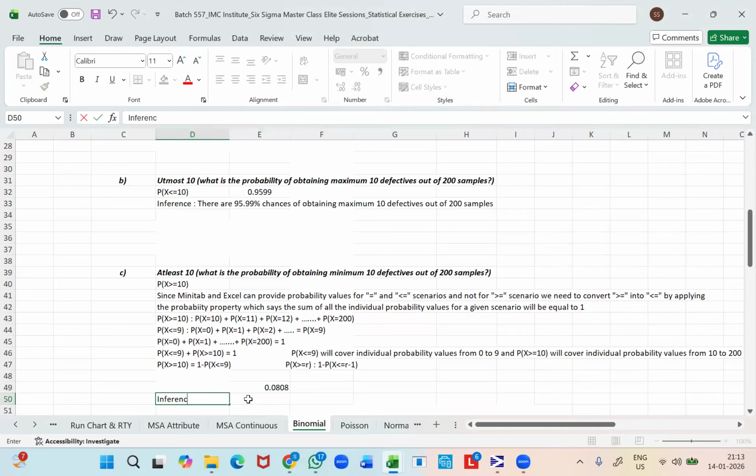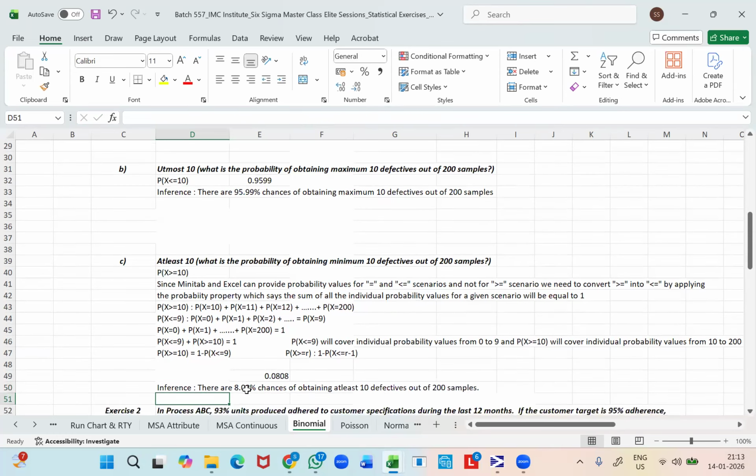Right, so what will be the inference? So there are 8.08% chances of obtaining at least 10 defectives out of 200 samples, given the historical performance of defectives to be 3%. That will be my final inference.